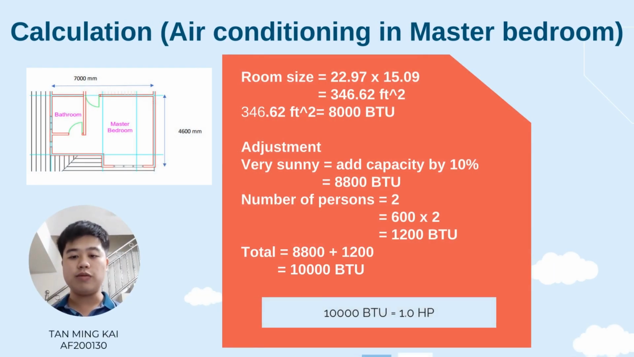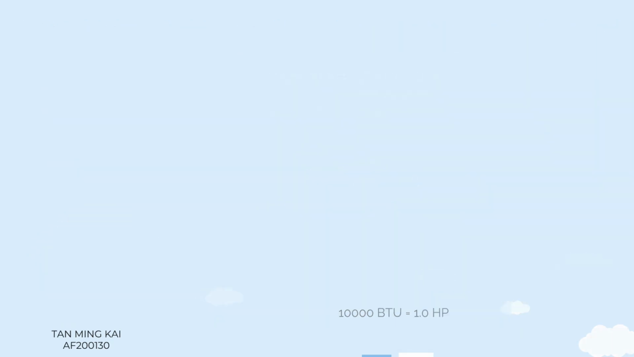The room size of the master bedroom is 346.62 feet square. The BTU value is 8,000. Due to the condition being very sunny, we add the capacity by 10%. The number of persons is 2 and the BTU value is 1,200. The total BTU value is 10,000, which is equal to 1 horsepower. Hence, we have to install a 1 horsepower aircon in the master bedroom.